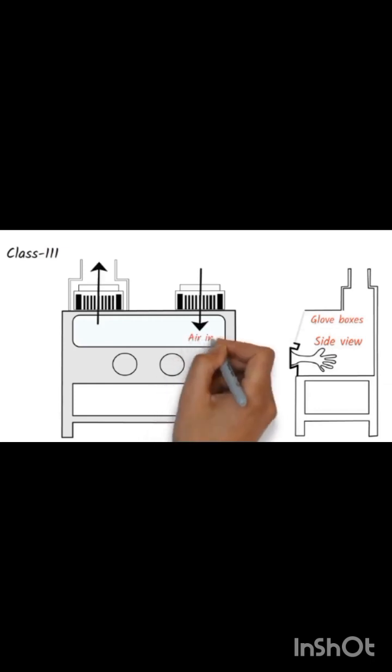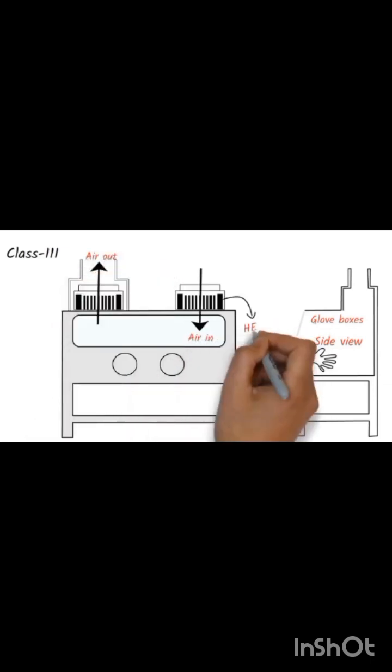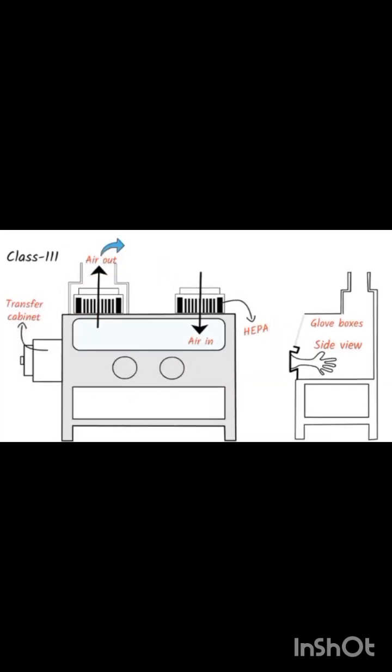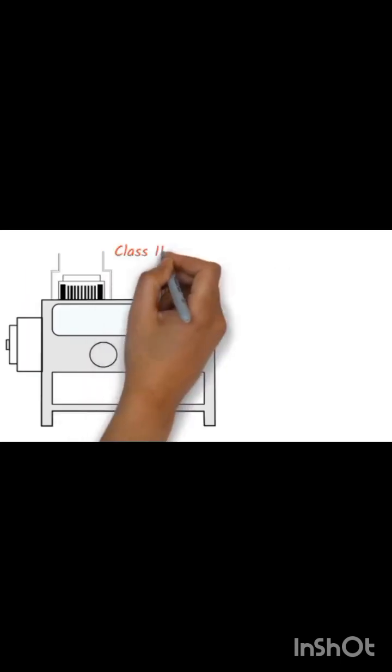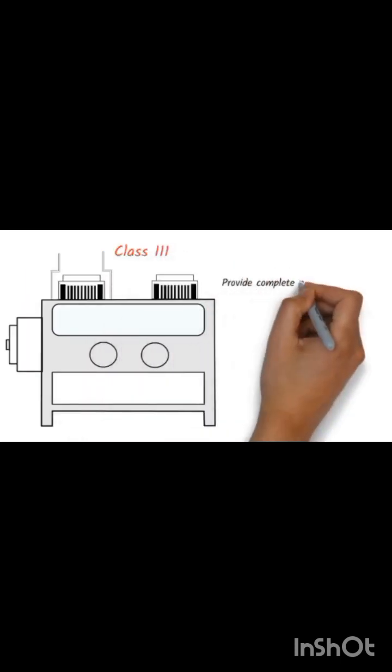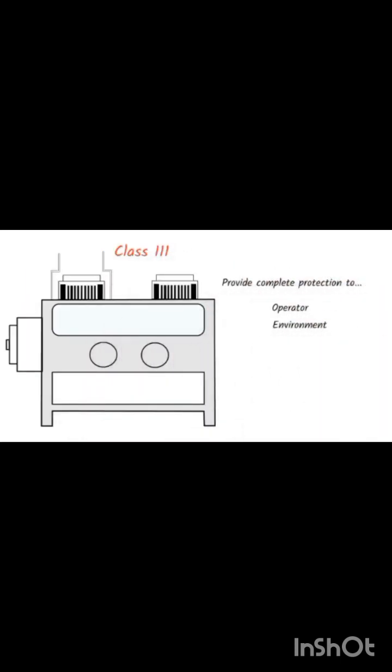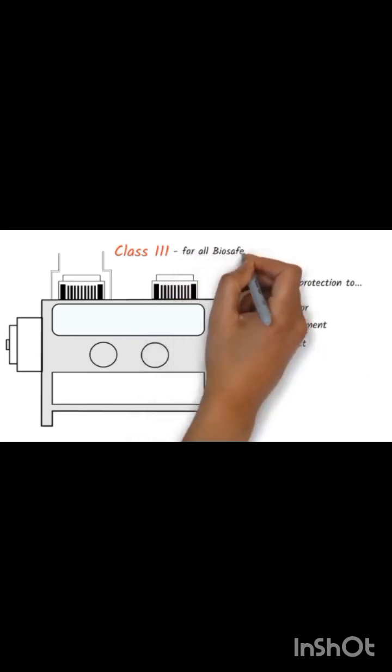The inflow and outflow of air occurs through HEPA filters, and the exhaust is treated with either double HEPA filters or a single HEPA filter, followed by incineration. The Class 3 biosafety cabinets provide complete protection to the operator, environment, and the product. Hence, the Class 3 is suitable for all biosafety level organisms.